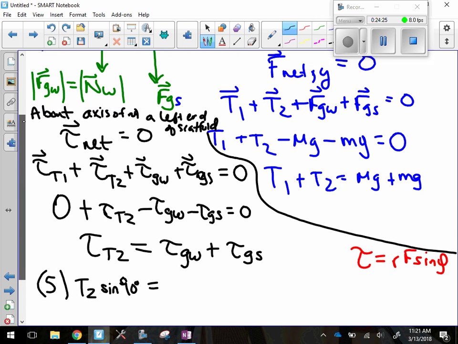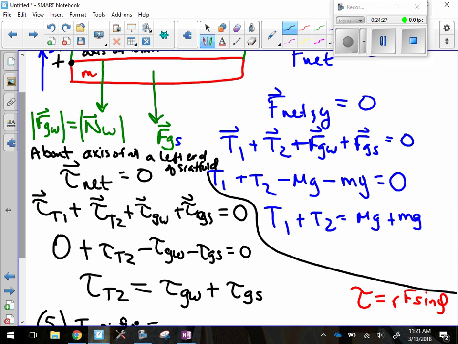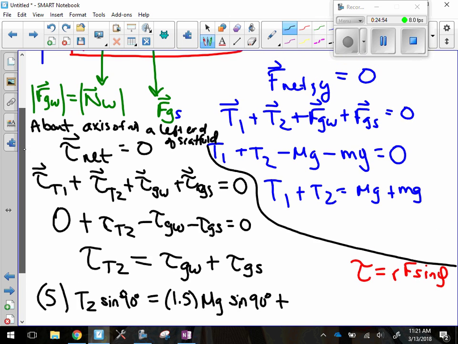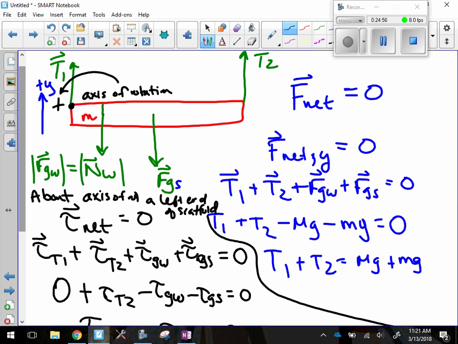The gravitational force due to the window washer, what's that R value going to be? 1.5, right? Because he's standing 1.5 meters from the edge. So that's going to be 1.5. The force is mg, and again, it's the sine of 90, because they're perpendicular. How about for the gravitational force due to the scaffolding? What's that distance going to be?